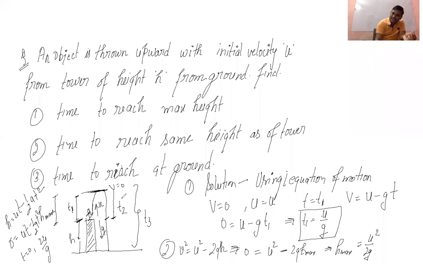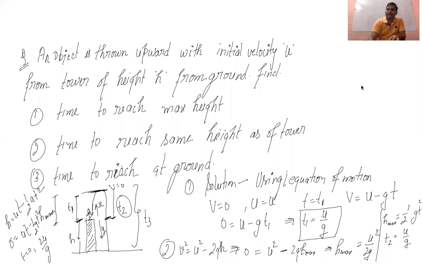Now you can use the second equation of motion to find out t2. This is h max, you know, and the initial velocity is 0 for this case, because we are talking about the drop case. So it will be half g t square, and you can find out t. The t2 will be u by g, and once you add these two times, you get the time t1 plus t2. Got my point?